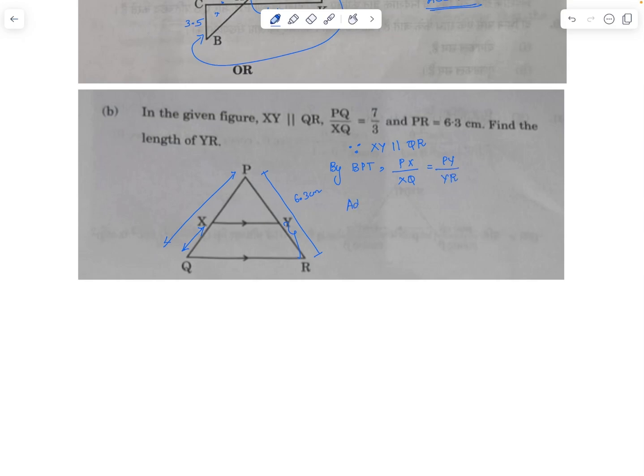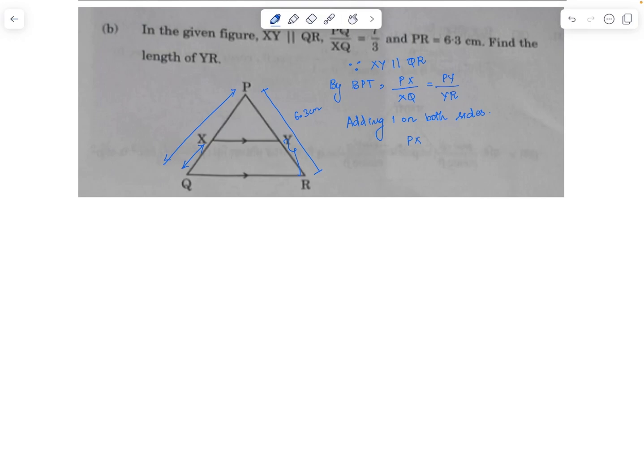Adding 1 on both the sides. PX upon XQ plus 1 is equal to PY upon YR plus 1. On getting the LCM, we get PX plus XQ upon XQ is equal to PY plus YR upon YR.